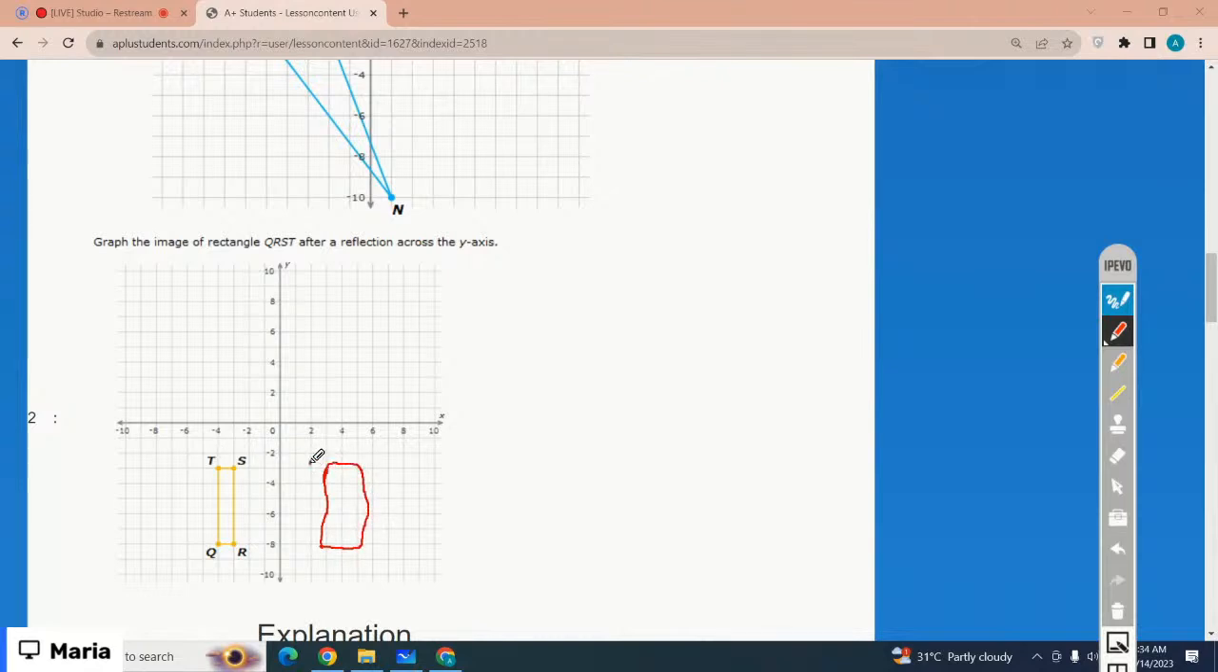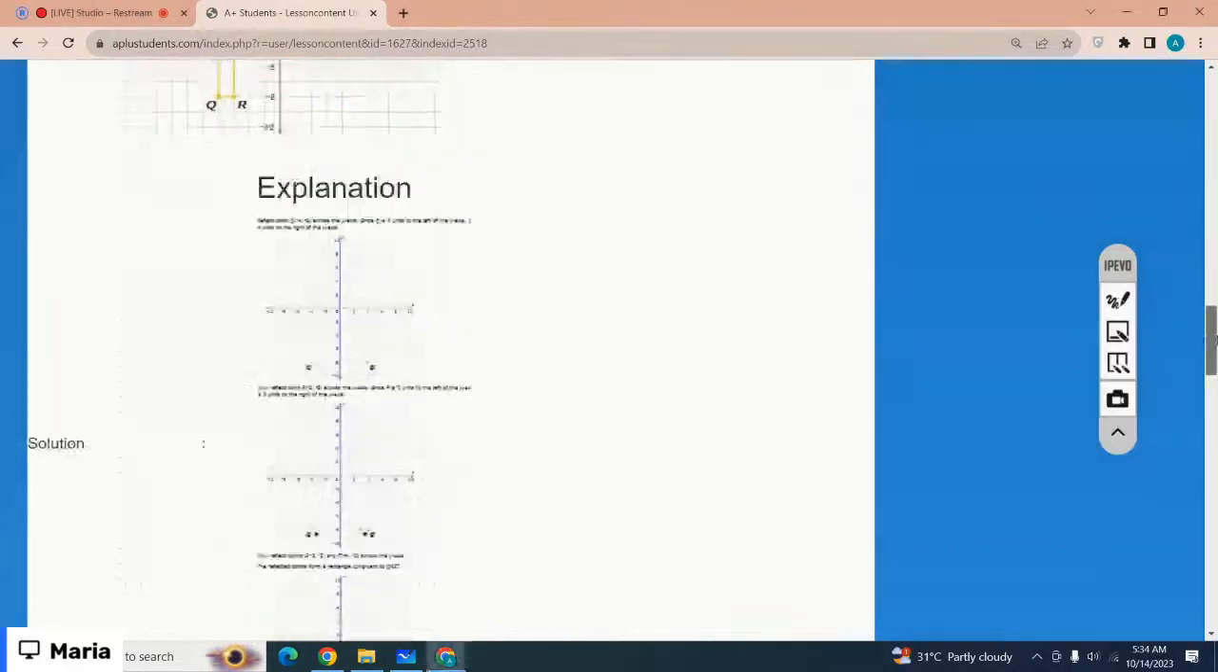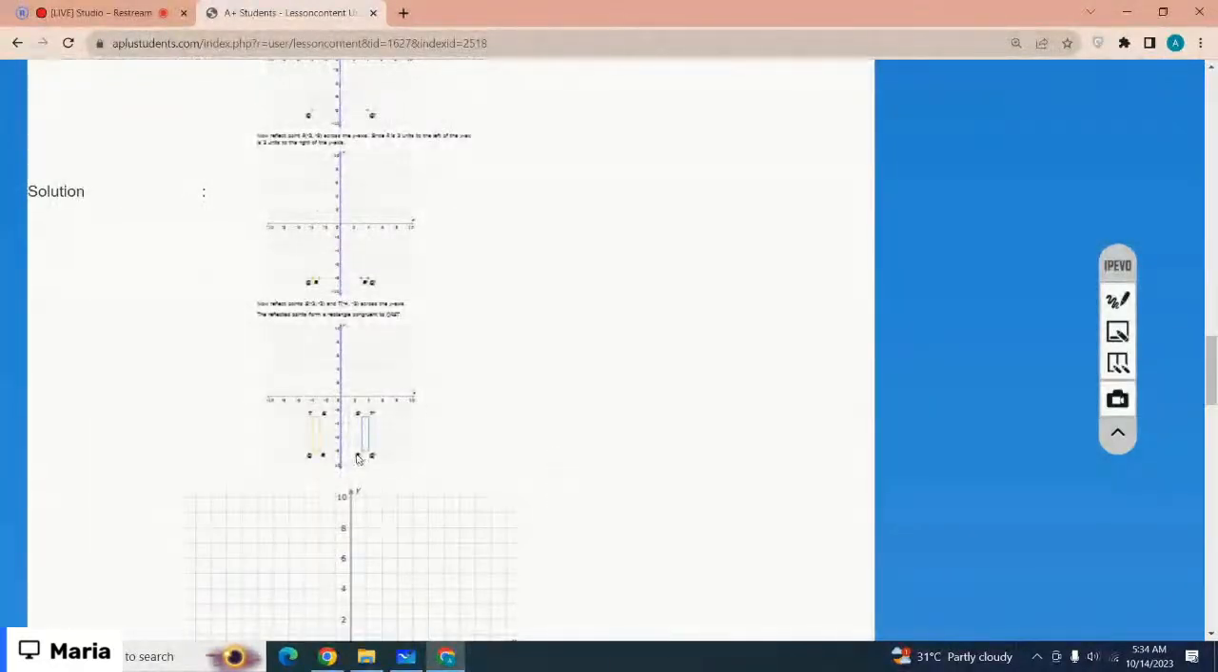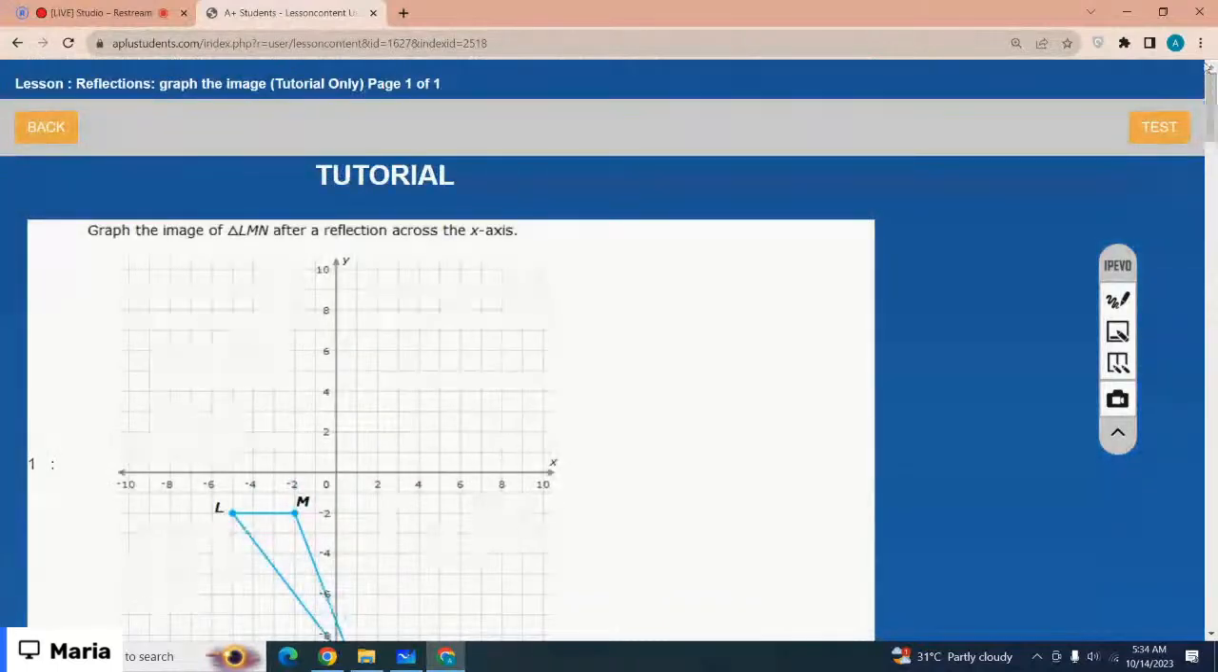This is the translated image. T dash, S dash, Q dash, sorry, rotated. T dash, reflected. T dash, S dash, Q dash, and R dash. That is the translated, no, reflected image. See this one. Okay, let's just do the next lesson in which you have to calculate the coordinates also.